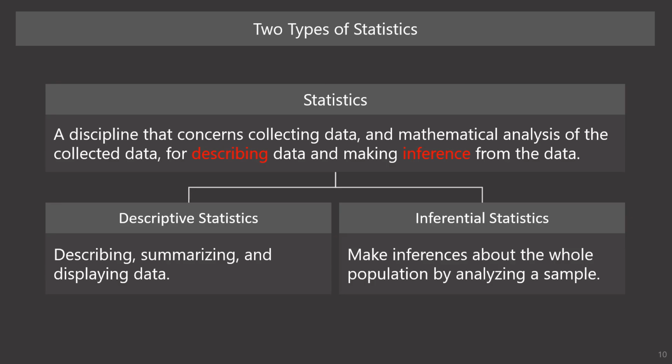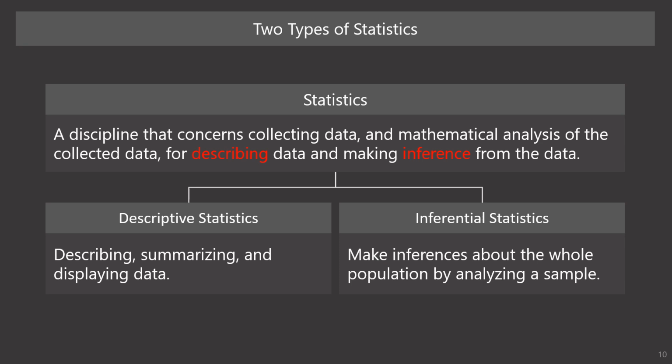As a field of science, statistics is a discipline that concerns collected data and mathematical analysis of the collected data for describing data and making inference from data. As suggested in the definition, statistics can be classified into two broad categories, descriptive statistics and inferential statistics. This categorization is based on their purposes. Descriptive statistics is describing, summarizing, and displaying data. It is used to capture the whole picture or parts of the data. It is also used to compare the characteristics between subgroups included in the data.